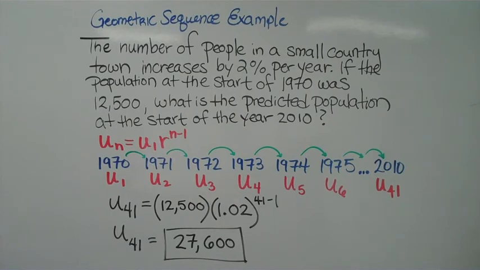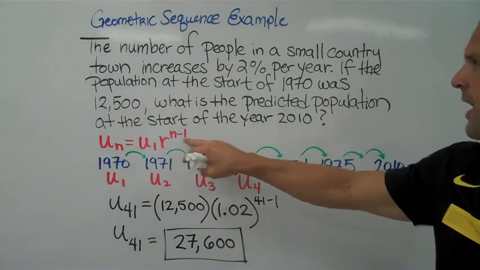Here is a geometric sequence example. The number of people in a small country town increases by 2% per year. If the population at the start of 1970 was 12,500, what is the predicted population at the start of the year 2010? Well, we know if it's a geometric sequence, we have U_n equals U1 times r to the n minus 1.